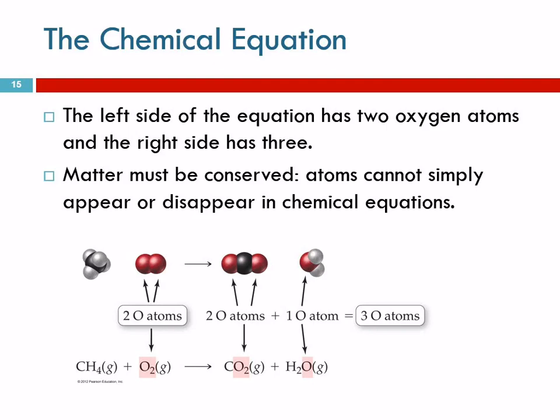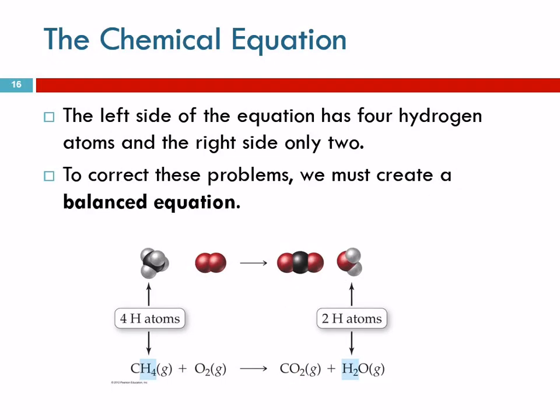Atoms don't change in a chemical reaction. They just get rearranged. So this description is not very good, because this can't happen. You can't have one of these and one of those reacting to make one of these and one of those. We have to observe the law of conservation of mass. Matter has to be conserved. We can't have atoms disappearing and reappearing. So we have to adjust our equation.